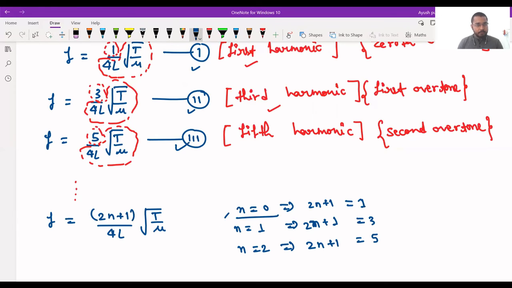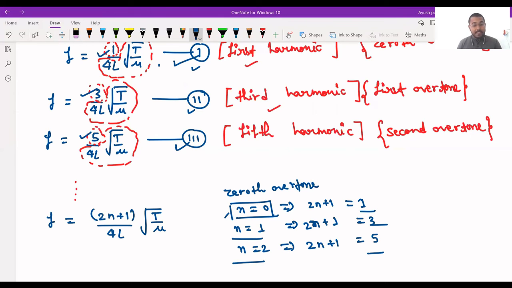Observe the first, second, and third equations. At n equal to 0, I am getting 1, that's why first harmonic. At n equal to 1, I am getting 3, that's why third harmonic. At n equal to 2, I am getting 5, that's why fifth harmonic. And one more thing. For n equal to 0, I am getting this equation first, that's why this frequency is known as the zeroth overtone. Getting the point? So the value of n decides which overtone this will be.